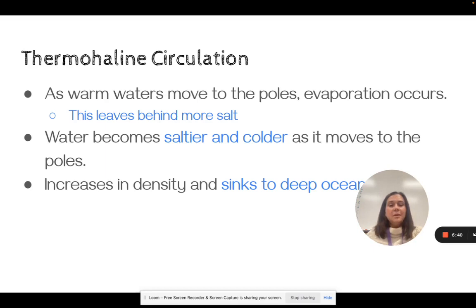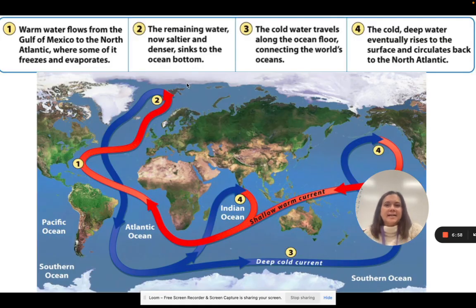So basically, as warm water moves to the poles, evaporation is going to occur. It's leaving behind more salt. Salt is denser, right? As it's moving north, it's also becoming colder. Colder water is denser. So that increase in density causes this cold, really salty water to sink down into the deep ocean. As it sinks, it's going to continue to travel along the floor, and it will eventually rise back up to the surface.